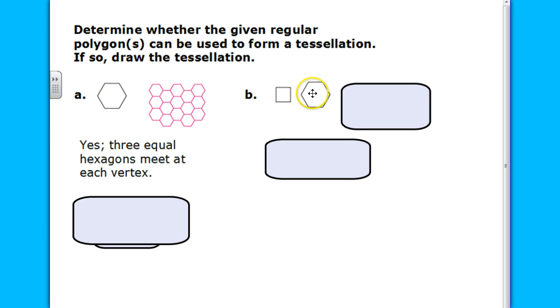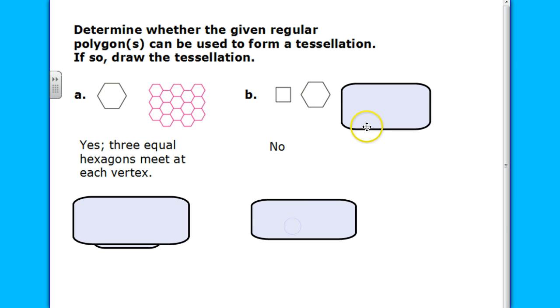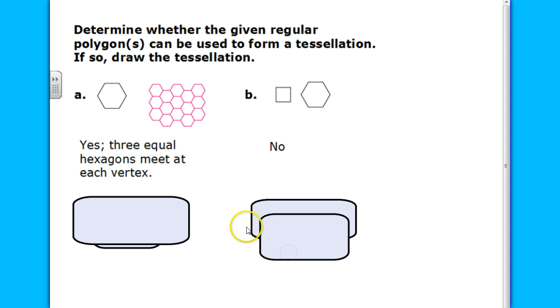And a square and the hexagon. Can that work? Let's see. No. And once again, you can think about the fact that the square has 90 degrees at each angle, and our hexagon has, what, 120? So is there any combination of 120 and 90-degree angles that can give us the 360?